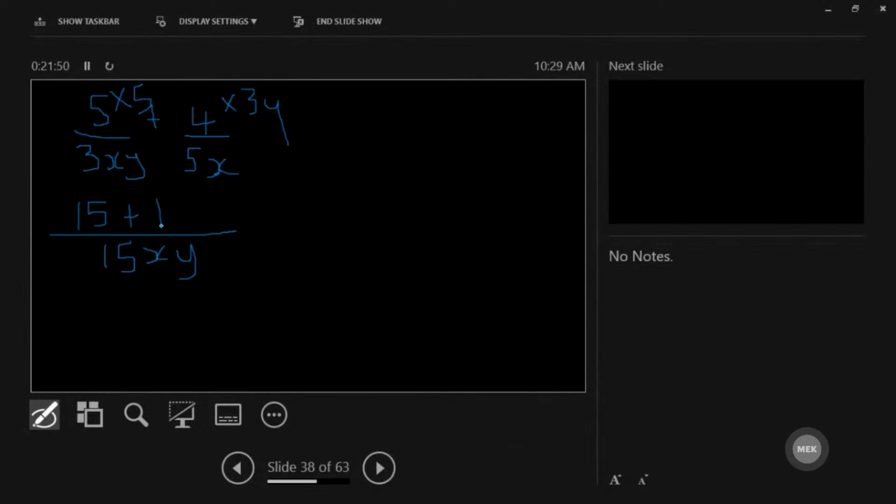So 4 times 3y, that's 12y. And we can use 3 to reduce, since 3 can go into 12, 15, and 15. So that will be 5 plus 4y over 5xy.